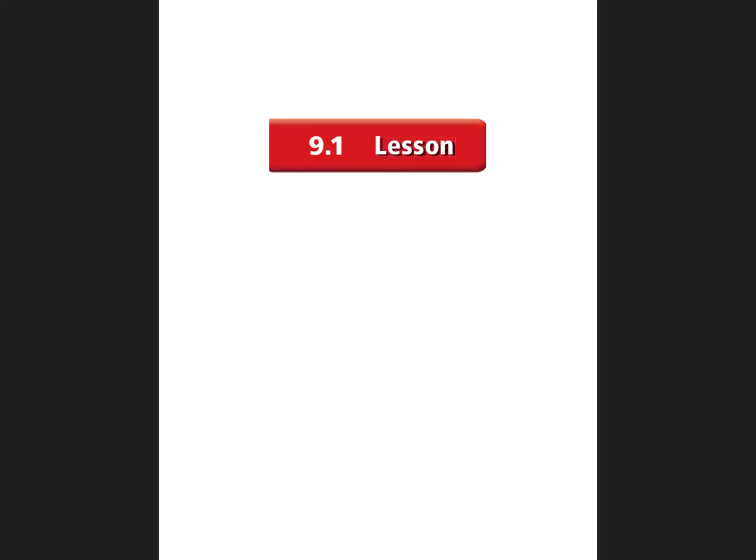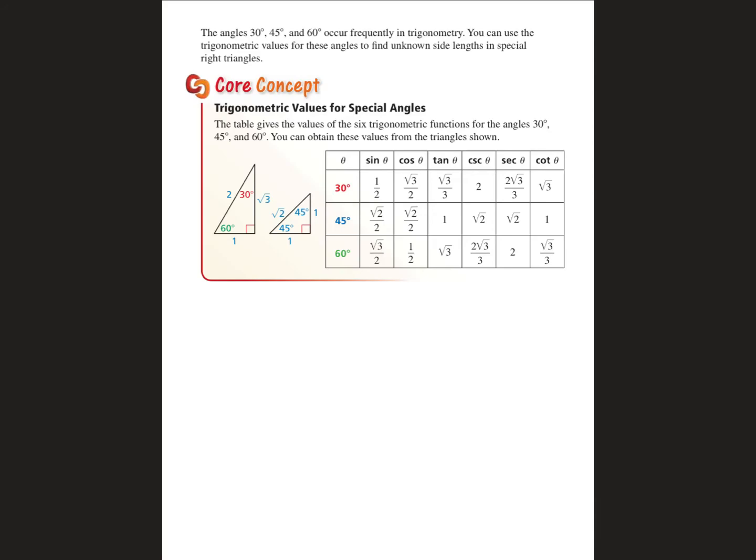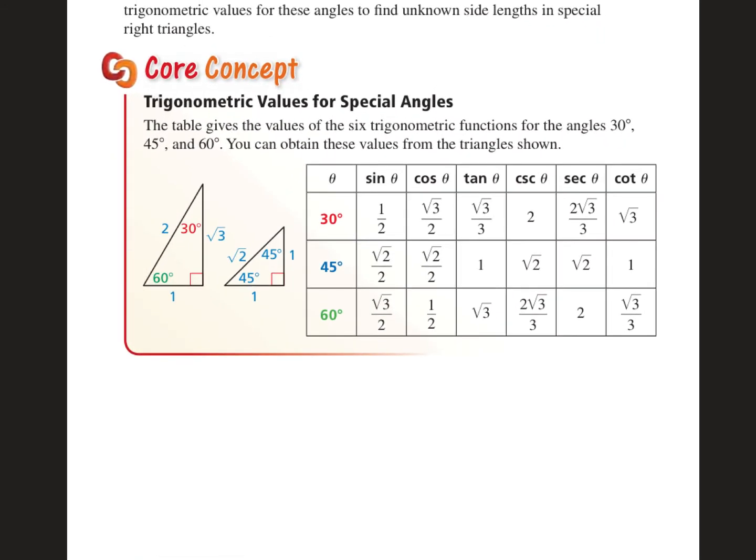Alright, this is 9.1 part 2. So we're continuing with our right triangle trig stuff. So we have our two special right triangles here.